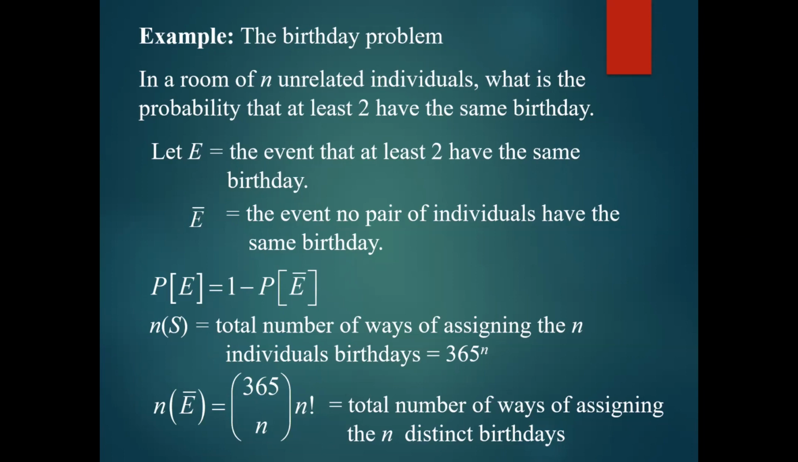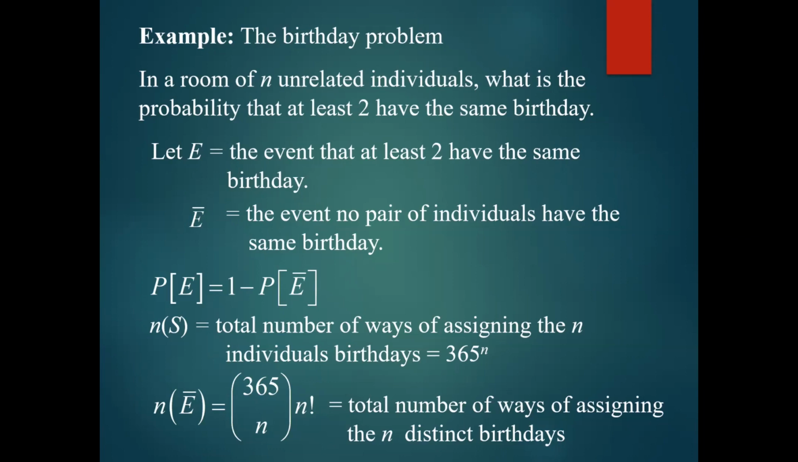And this is actually a good example of computing the complement first and then just subtracting, because it's easier than computing the probability of at least two, at least three, at least four, or until the probability that all of them have the same birthday. We just need to compute the probability that no pair of individuals have the same birthday, because that's the complement of at least two.